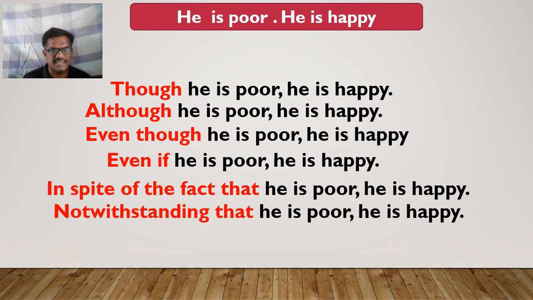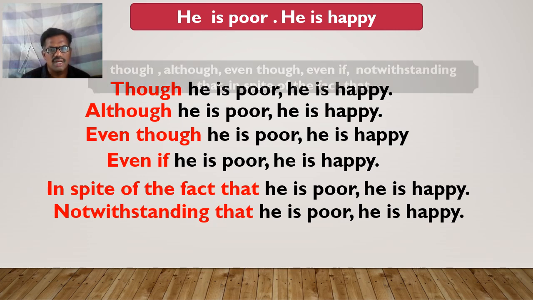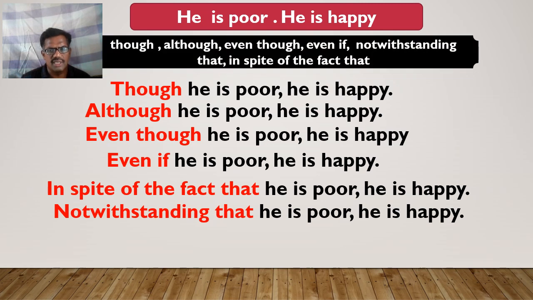the second occurring sentence. Here, the subordinating conjunctions though, although, even though, even if, notwithstanding that, in spite of the fact that will be used before the first occurring sentence, that is, he is poor. So the answers we will get like this.